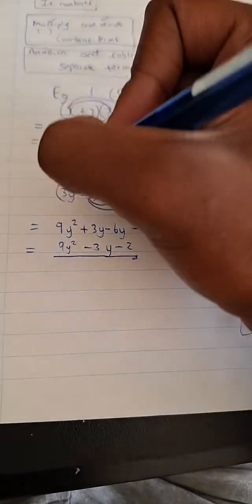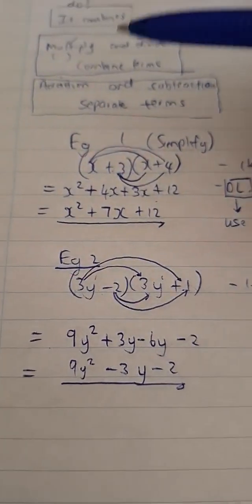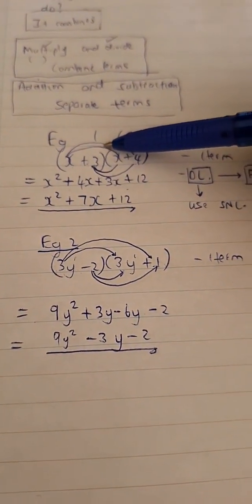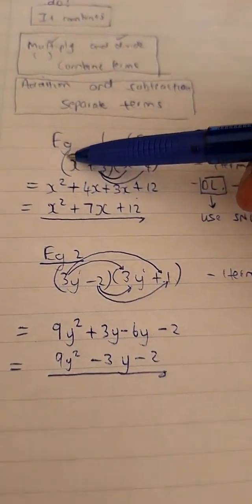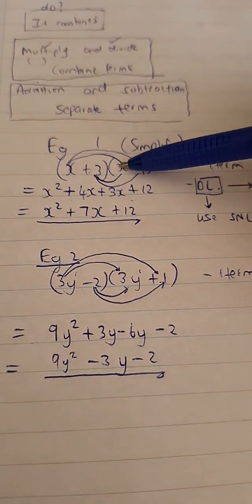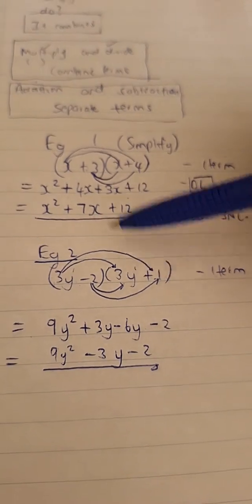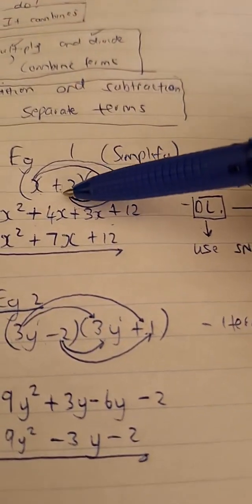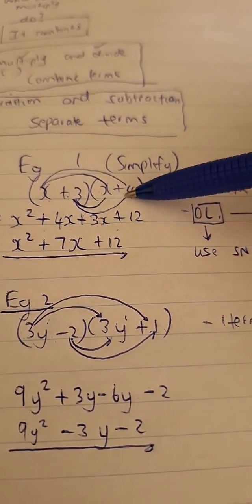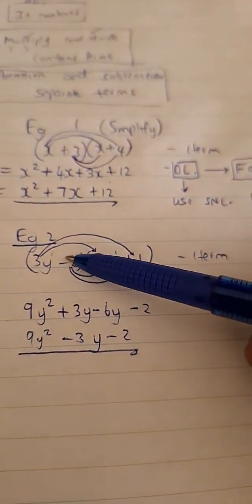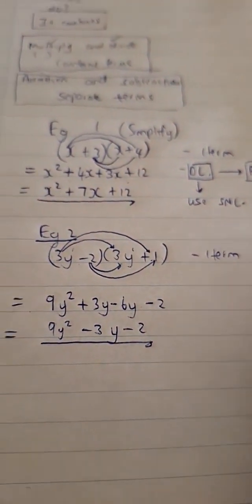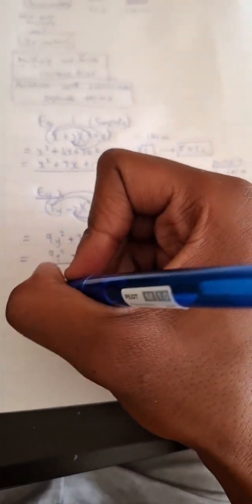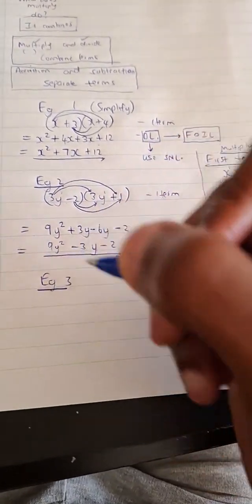Okay, that is example 2. So what you must notice is that example 1 did not have a coefficient for the variable for the first term. This one does. Different letter. And also take note that there was a plus sign for both brackets, but this one has different signs for the brackets. Okay, let's look at example 3.